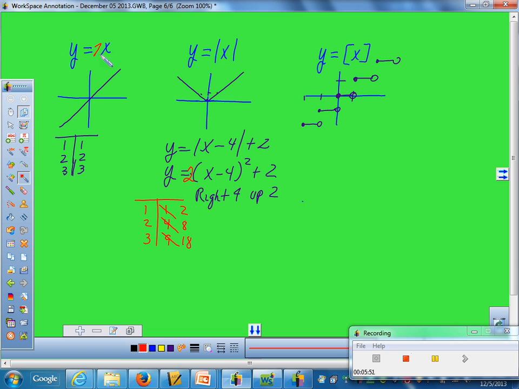If I throw a 2 on that line, that's changing slope, but all it's doing is changing the rise. The y-coordinates are all going to double. It works the same every time. You throw a number in front of any function, it changes the y-coordinates every single time.